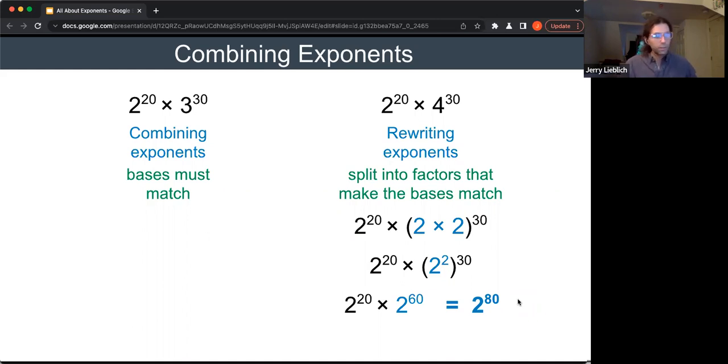Great. So let's try this out. I've got a couple of practice problems for you, just practicing these rules. I'll give you a few minutes. Let me know when you're done.